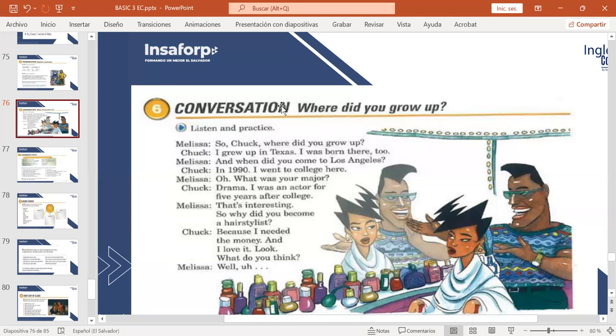So Chuck, where did you grow up? I grew up in Texas. I was born there too. And when did you come to Los Angeles? In 1990, I went to college here. Oh, what was your major? Drama. I was an actor for 5 years after college. That's interesting. So why did you become a hairstylist? Because I needed the money and I love it. Look. What do you think? Well, okay.